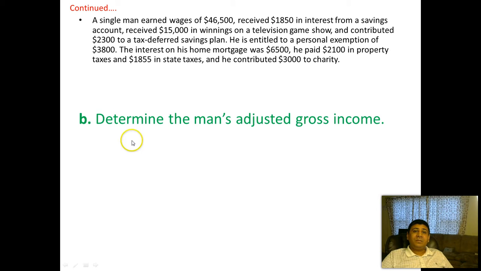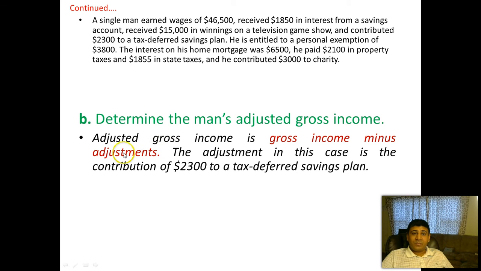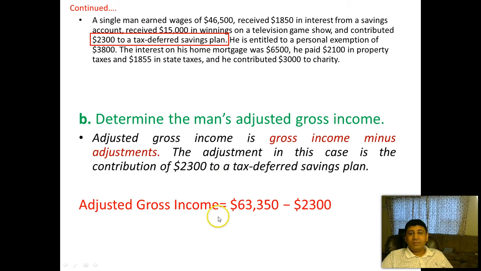Now let's move on to the second part. Second part says to find the man's adjusted gross income. Adjusted gross income, if you remember, is the gross income minus the adjustments. The adjustments in this case are his contribution of $2,300 to the tax deferred saving plan. So just subtract that and you have your adjusted gross income, which comes out to be $61,050. This is your second part here.